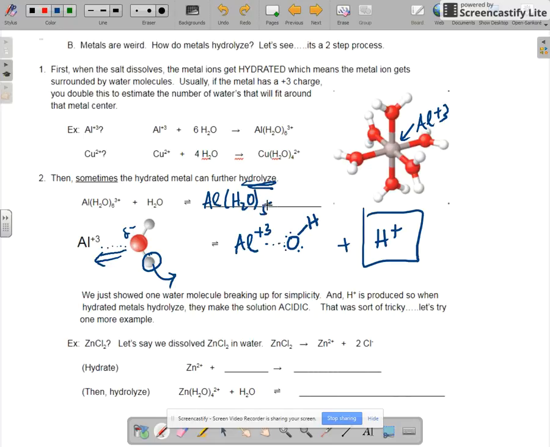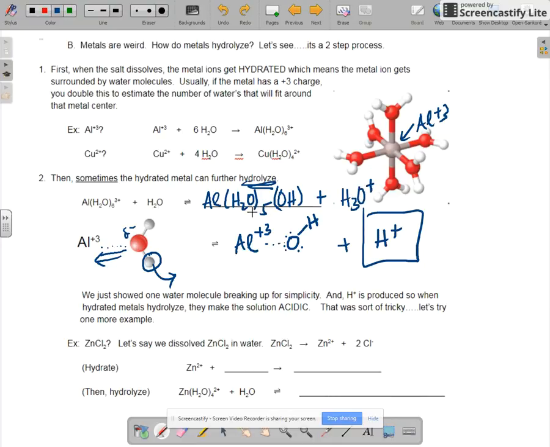Since we're only showing one water molecule, 5 water molecules are going to stay exactly the same. They didn't change at all. But one of the water molecules is going to lose that H, and it becomes OH minus. And then that H plus escapes, but this H2O picks it up, and that's how you make the hydronium ion. Now we're going to go back here.